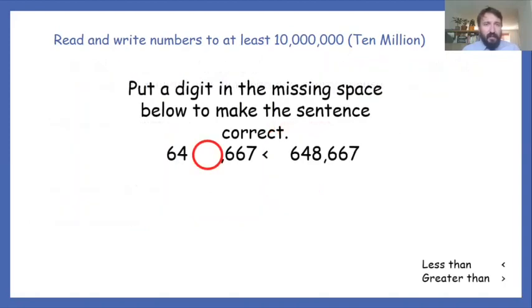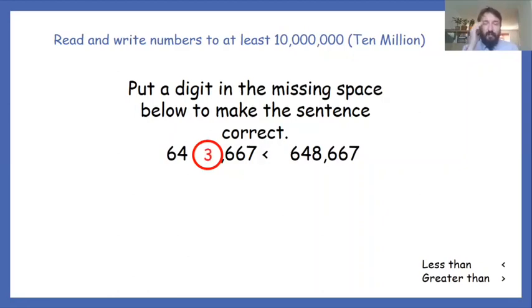Okay, moving on. Put a digit in the missing space below to make this sentence correct. So we are saying here that 648,667 is greater than this number that we've got a digit missing. So we've got 640 something, 667. So have a go at this, and then we'll have a look through it together.